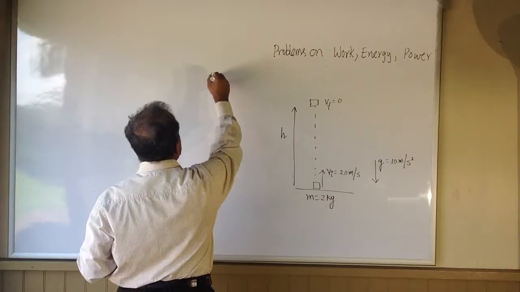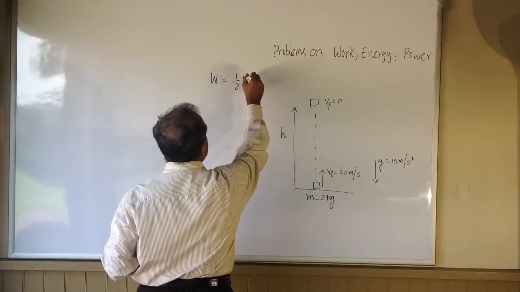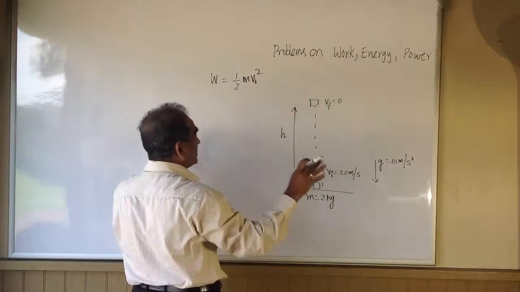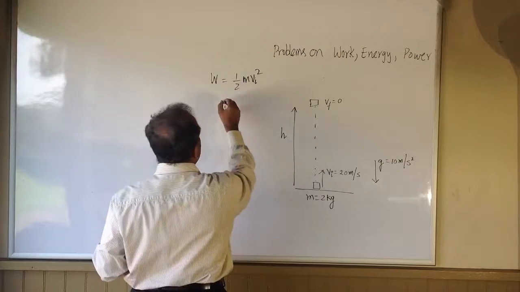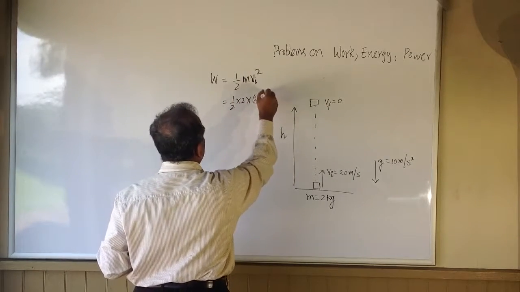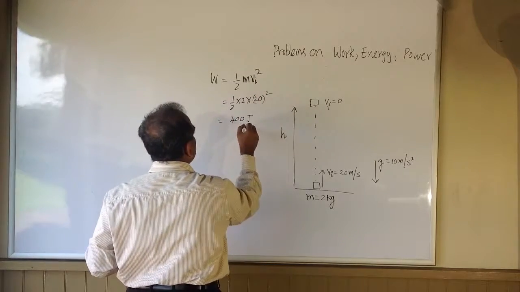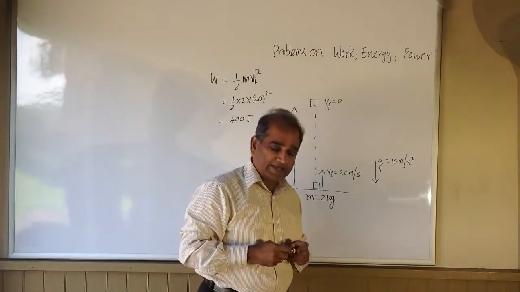I did a work, I supplied an energy equal to 1/2 m v initial square. This is what I did, nothing else. This is my work, which is equal to 1/2 times 2 times 20 whole square, which is equal to 400 joules. This is the energy I supply.